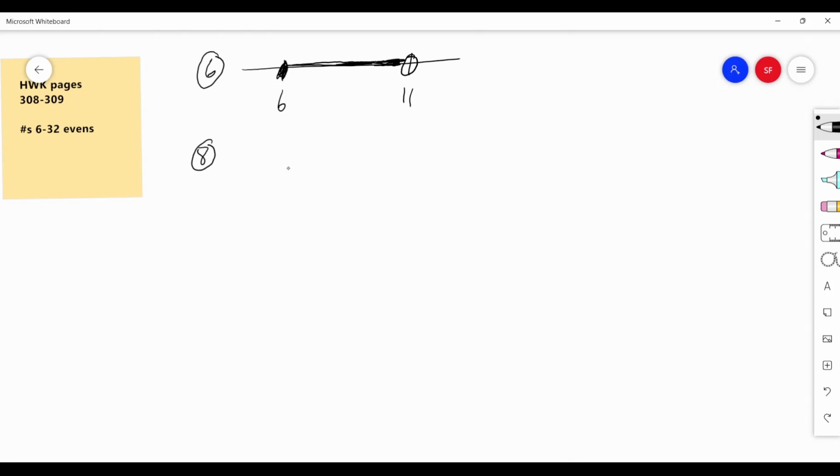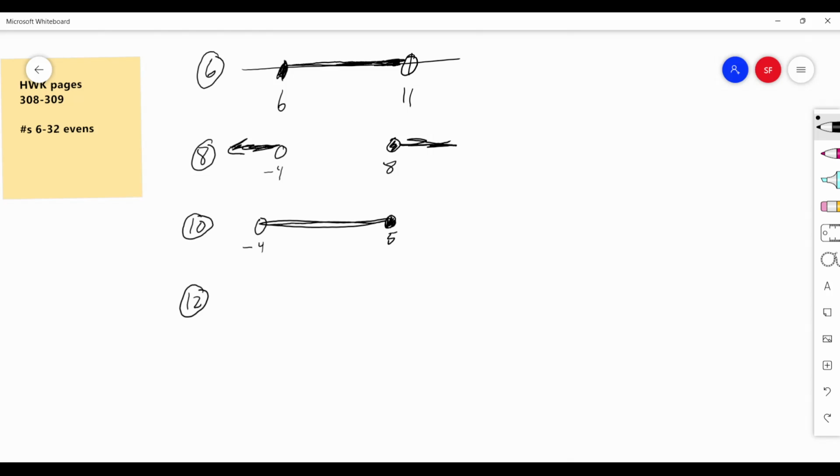Number 8 should have been an open circle at -4, shaded this way, and a closed circle at 8, shaded to the right. Number 10 was an open circle at -4, shaded in between there and +5 with a closed circle.